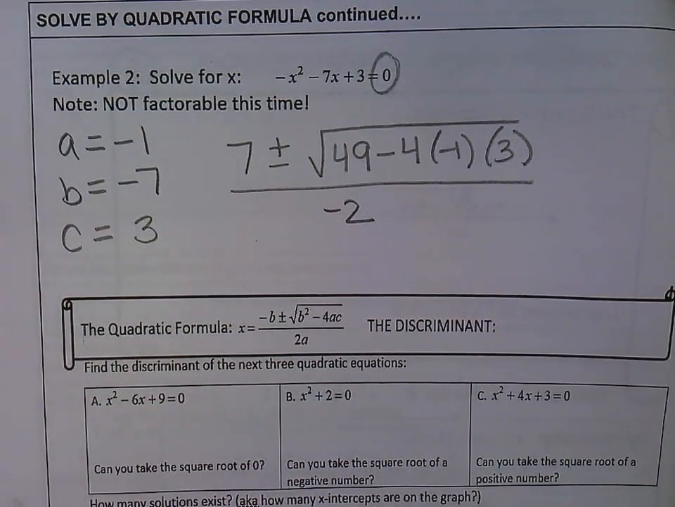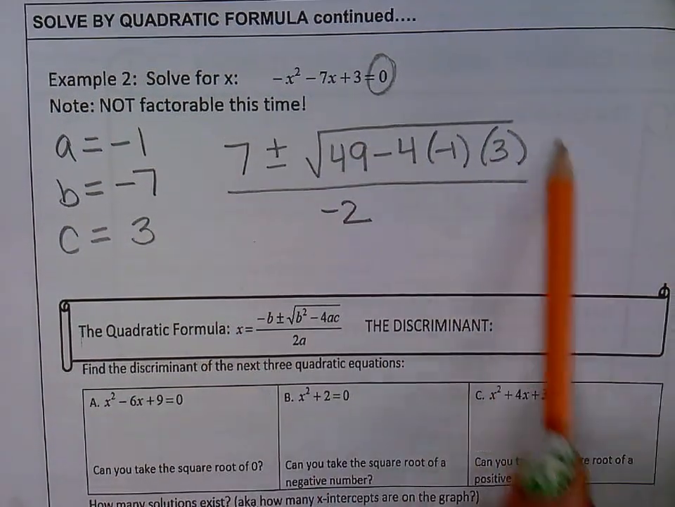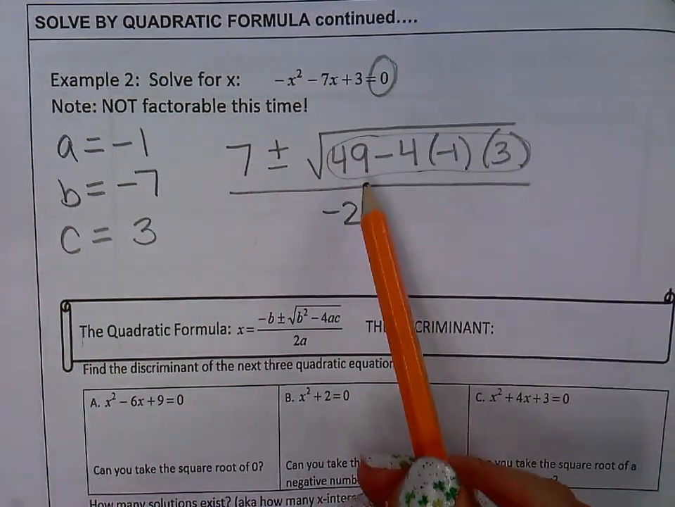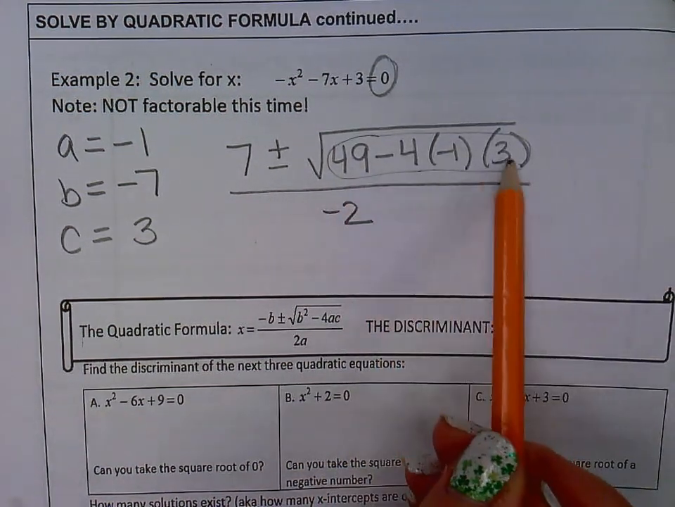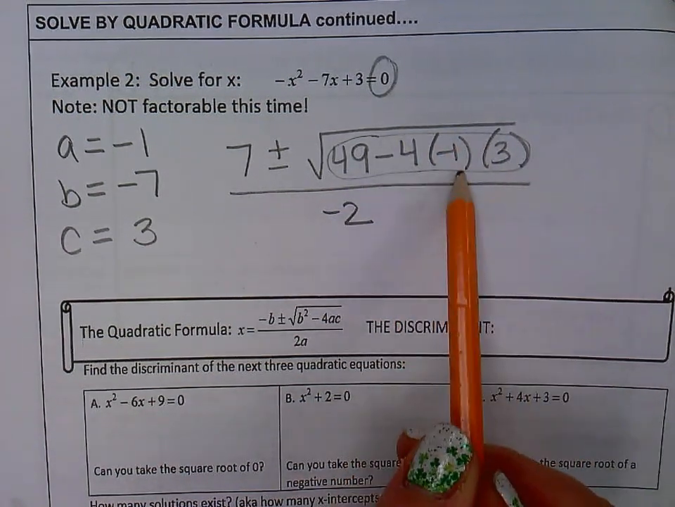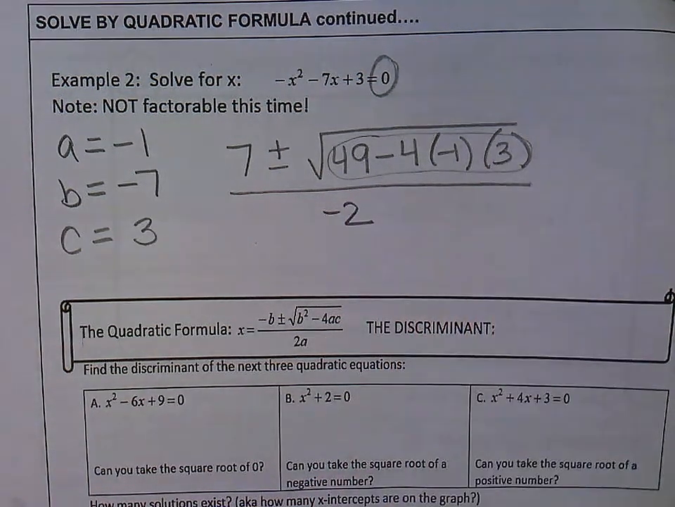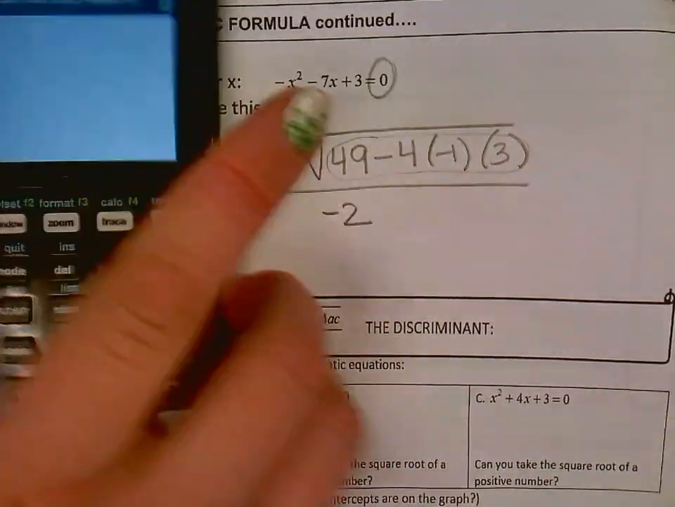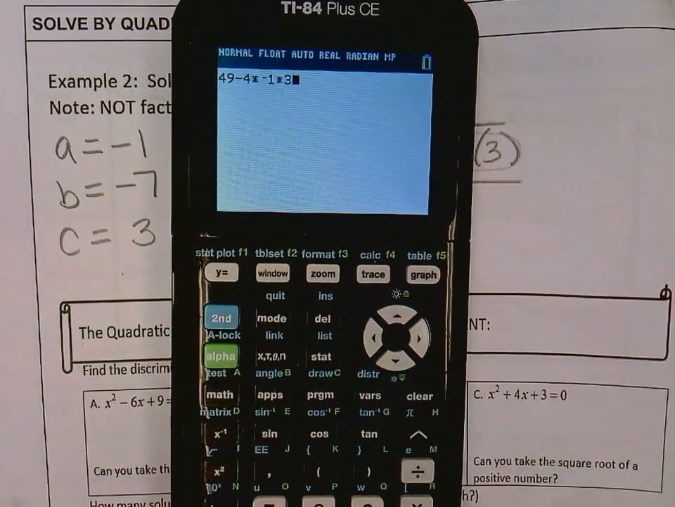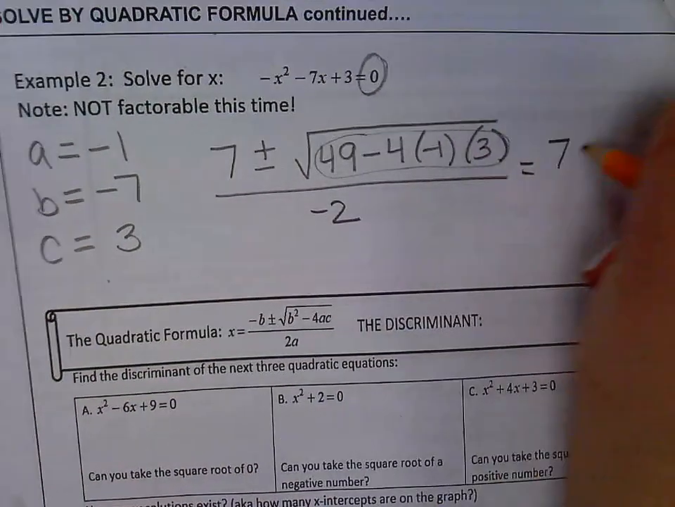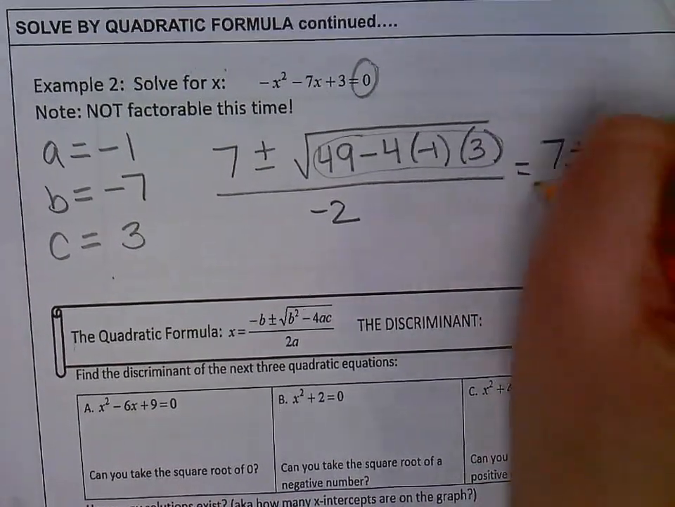All right, let's say you're not really good with mental math. You want to use a calculator. You don't want to start by typing this whole thing in. What I would do is I would just focus under the radical. I can see that this is going to be 49 plus 12. Maybe you can't. I know that -4 times -1 times 3 is +12. I would just type 49 plus 12 in. But if you can't do that mental math, you're going to take 49 minus 4 times -1 times 3, and that will tell you it's 61 under the radical. So I would have 7 plus or minus the square root of 61 divided by -2.